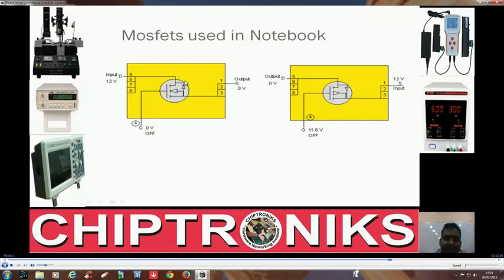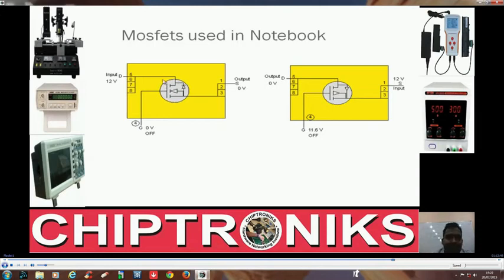And normally the MOSFET used in a notebook motherboard has a damper diode, and its direction is opposite. As I said, in an N-channel MOSFET, the current flows from drain to source when VGS is positive, but here the diode is connected from source to drain. Alright, so this is connected on the opposite side, and this diode has an application. What is the application of this diode?